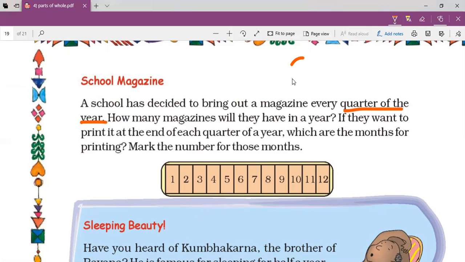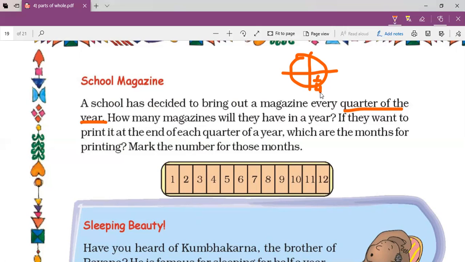Quarter means, if there is a whole one year, they divide that year into quarters. That means it's divided into four parts. As we saw in the first worksheet I shared with you, 1/4 is known as one quarter. So a quarter of the year means 1/4 of the year.